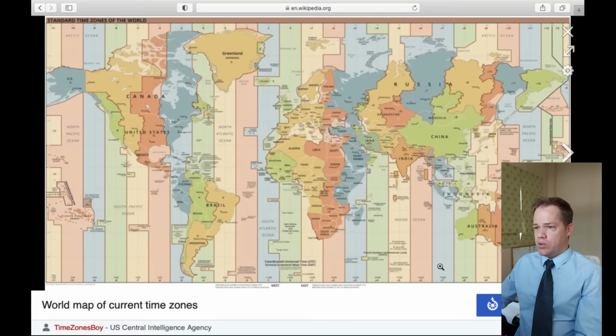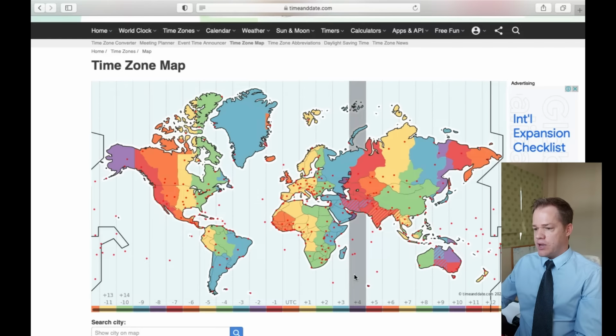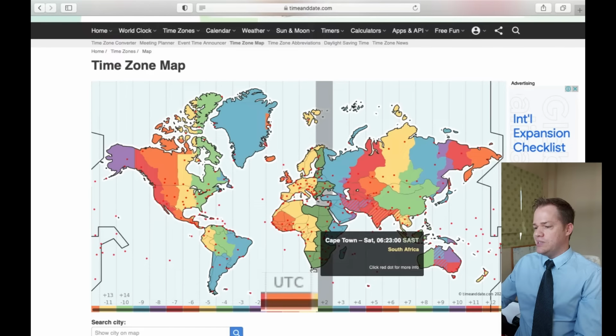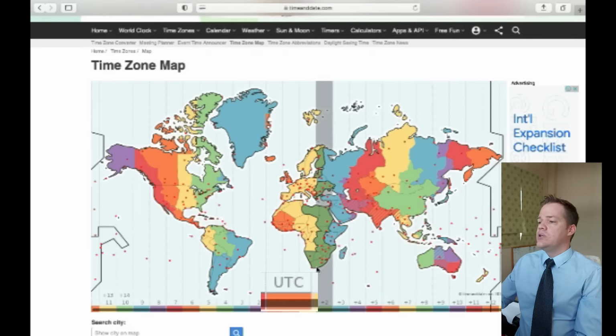I just want to show you another very useful map, and here you can see this is interactive. So you can go and move the mouse pointer to different places and it will give you different time zones. For example, South Africa is at +2. That means you add 2 hours to this UTC time zone. UTC is known as Coordinated Universal Time or Universal Time Coordinated. Before 1972, it was called GMT. But I'm not going to go into all that.